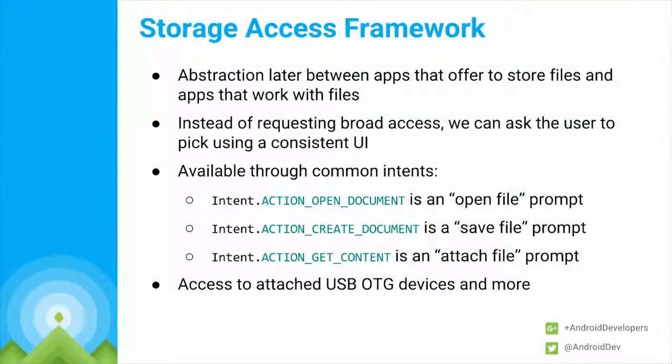The next example that we talked about was just looking to pick an individual file or work with a handful of files. This is where I'd like to take a second to talk about the Storage Access Framework. This is something that we built in KitKat, and it's really an abstraction layer between apps that offer to store files or data, say like an SD card or Google Drive in the cloud, and apps that offer to work with content or files, say like a document editor or a photo editor.